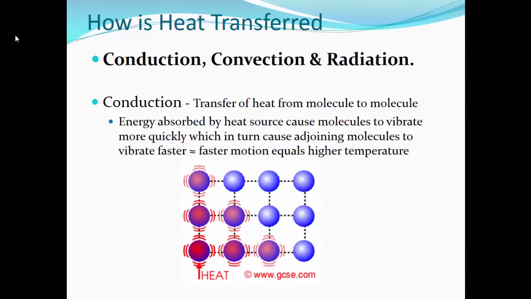How does it heat the other molecules? By conduction, through physical contact. The faster motion, the faster wiggling, then causes the other molecules to wiggle. So in order to heat by conduction, there has to be contact, which means this happens best in a solid, not so bad in a liquid, and not so good at all in a gas. Energy absorbed by heat sources causes molecules to vibrate more quickly, which in turn causes adjoining molecules to vibrate faster. Faster motion equals higher temperature.